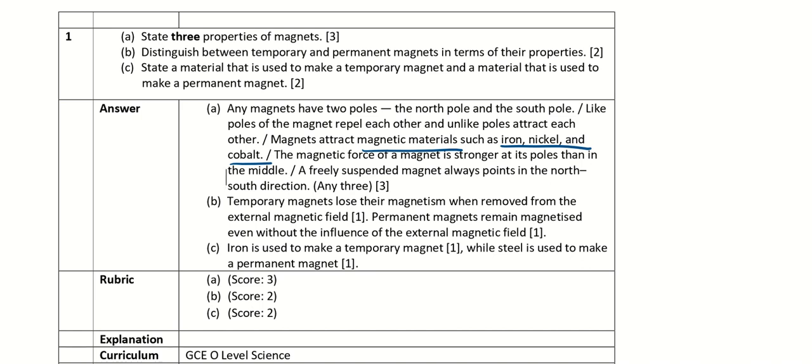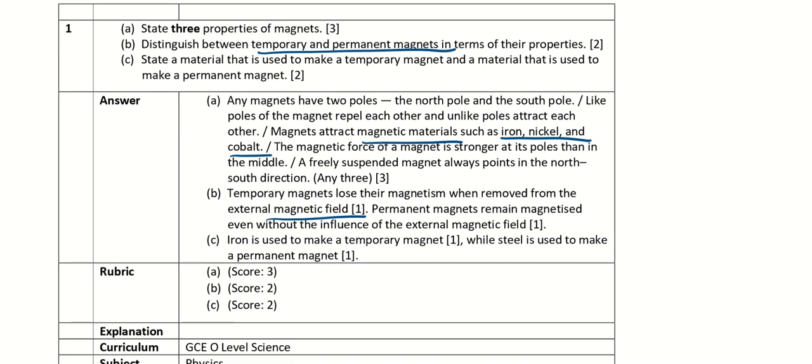Now, distinguish between temporary and permanent magnets in terms of their properties. So temporary magnets lose their magnetism when removed from the external magnetic field. Permanent magnets remain magnetized, even without the influence of the external magnetic field. So that's how you get your 2 marks.